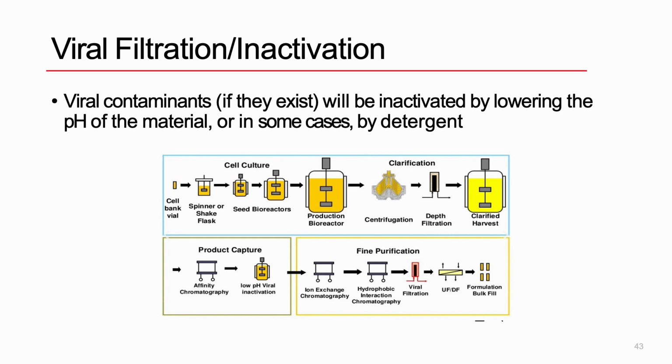Another important process in the manufacturing of biological products is the viral filtration and inactivation. We already talked about using pH in order to inactivate viruses. Now, at some pHs, viruses are going to get together, and again they are inactive, and it's much easier to filter them and remove them by filtration. Now, viral contaminants, if they exist, will be inactivated by lowering the pH within the basic pH of the material, or in some cases by detergents. So we destroy their structure on the membranes.